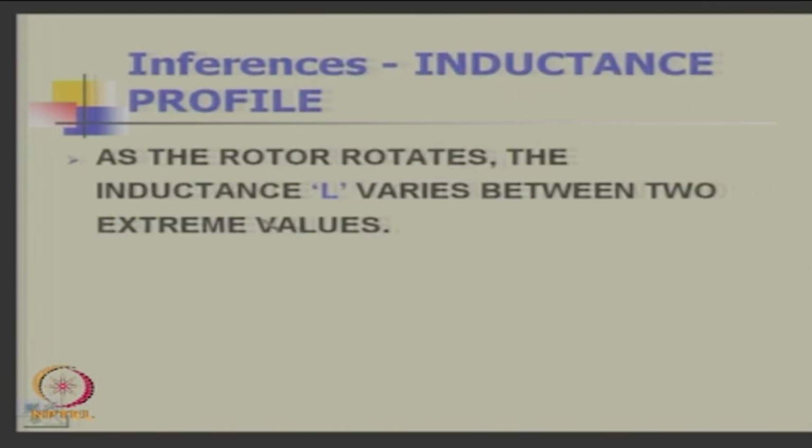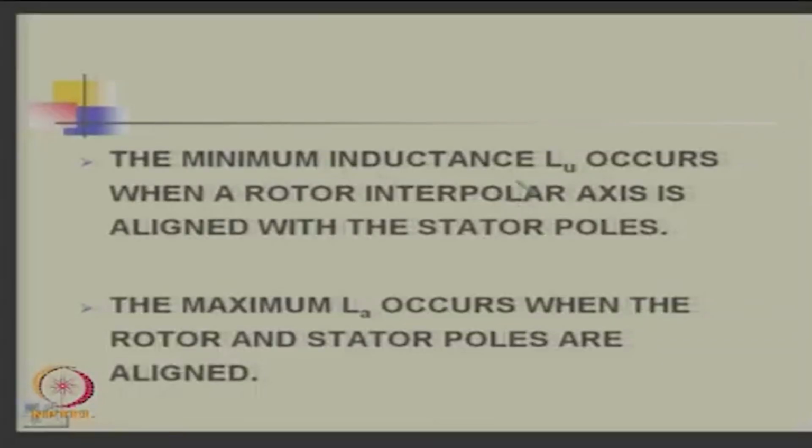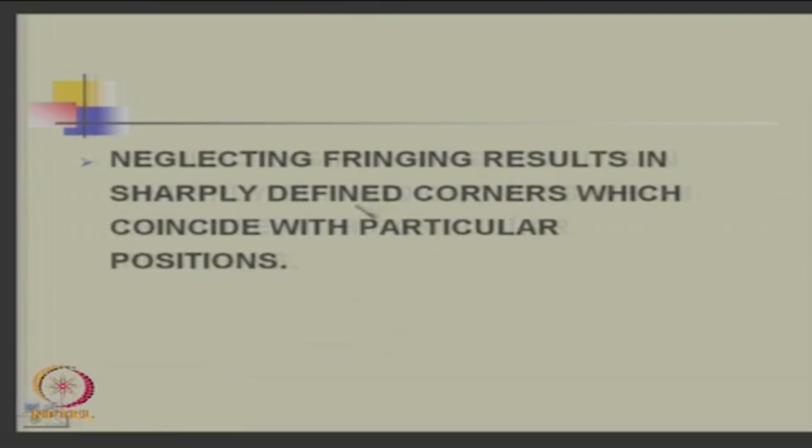So, as the rotor rotates, the inductance varies between two extreme values, unaligned and aligned. So, minimum inductance is unaligned, maximum inductance is aligned, which is saturated. Neglecting fringing results in sharply defined corners, etc. I think we will discuss the remaining things in the next class, and we will close it here.